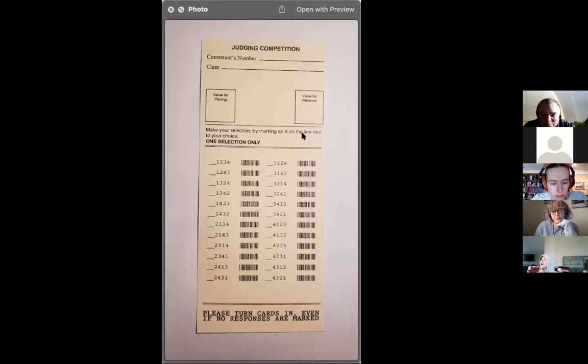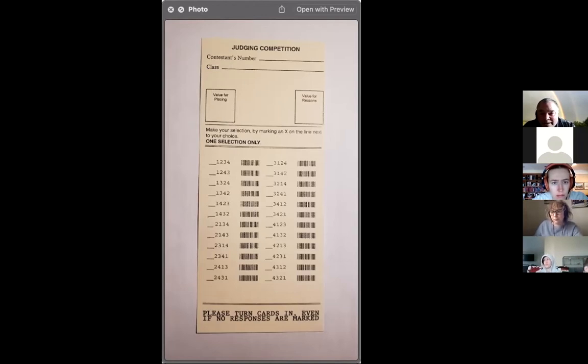Okay, not a check mark, make an X. So there you go. When your reason marker takes the card from you, they will fill in the value for reasons, and then they will hand the card in, and the staff in the office will decide on the value for your placings.